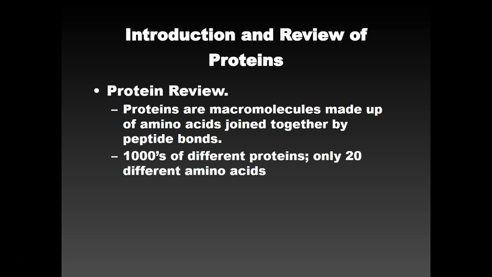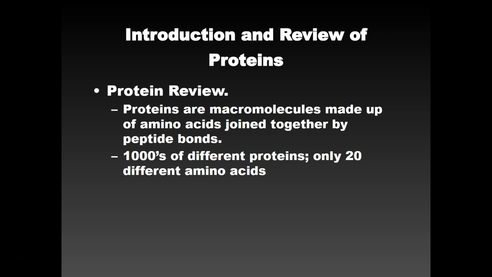So proteins are macromolecules made up of amino acids, which are all joined together by peptide bonds. Amino acids are also sometimes called peptides. Amino acid means the same thing as a peptide. So when you start putting these amino acids together, you wind up with a protein at the end.